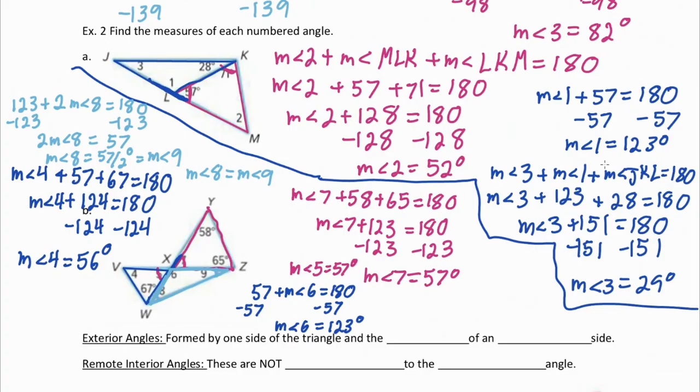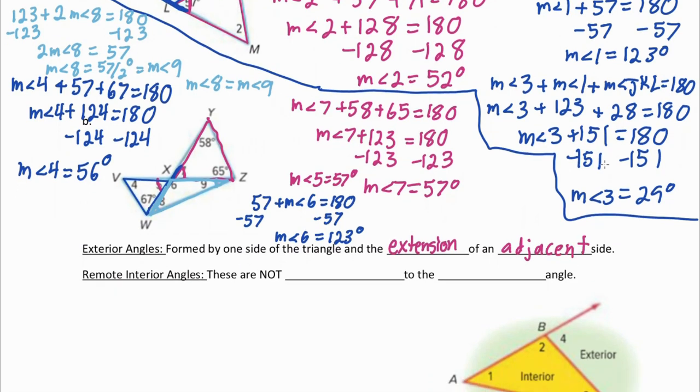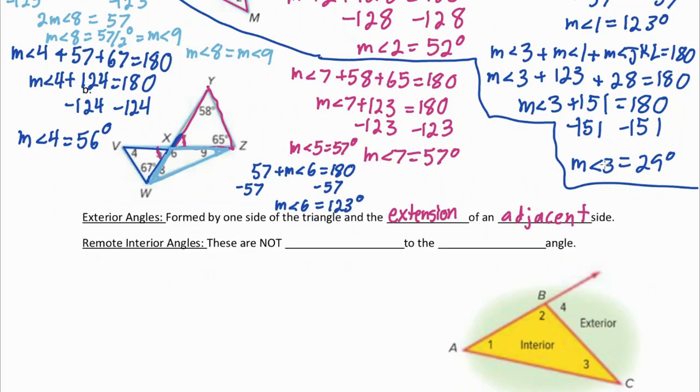Alrighty. So we're going to learn a few other pieces. So an exterior angle is formed by one side of the triangle and the extension of an adjacent side. Again, adjacent means next to. Okay? And then we also have remote interior angles. These are not adjacent to the exterior angle.